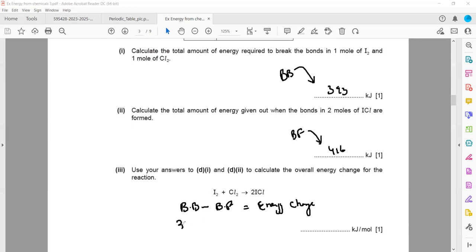So bond breaking energy is 393 minus the bond forming energy 416. When we subtract, this will give us the energy change for this reaction. So 393 minus 416 is equal to minus 23. So the energy change for this reaction is minus 23 kilojoules per mole. Because we are getting a negative answer, what is the significance of a negative answer? A negative answer shows that this reaction will be exothermic. Is it clear?